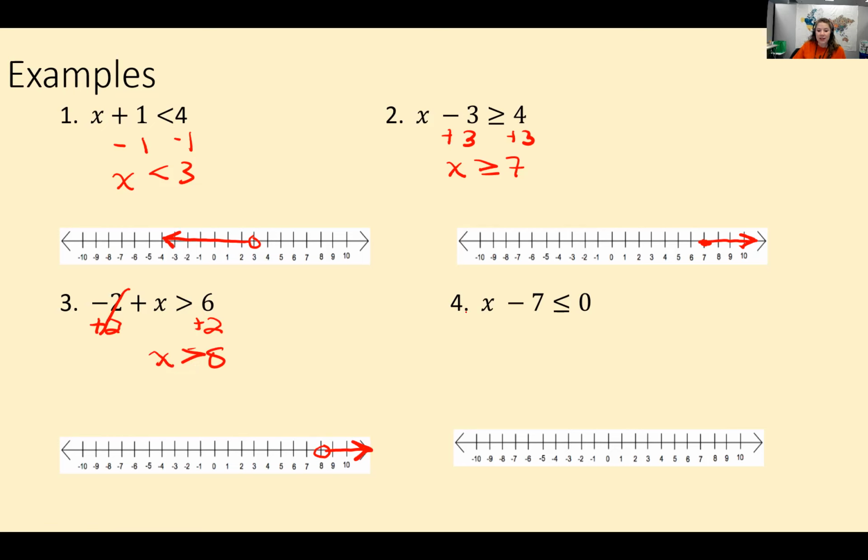And then the last one, x minus 7. The opposite of -7 is +7. So I'm going to add 7 to both sides of the inequality. This is gone. I bring down x is less than or equal to 7. I fill in that circle, and my arrow points to the left.